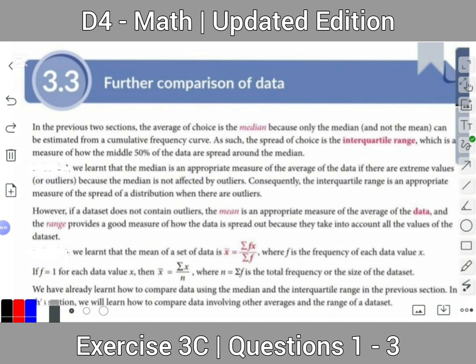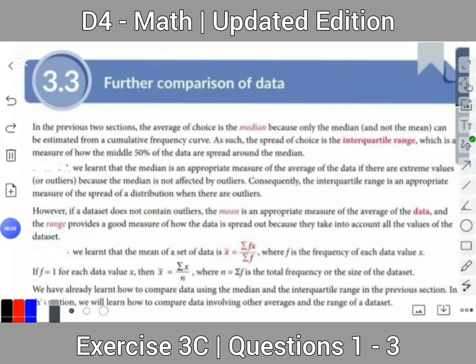So we have learned that the mean of a set of data, x bar, is equal to summation fx divided by summation f, where f is the frequency of each data value x. If f is equal to 1 for each data value x, then x bar is equal to summation x over n, where n is equal to summation f, the total frequency or the size of the dataset. We have already learned how to compare data using the median and the interquartile range in the previous section. So in this section, we will learn how to compare data involving other averages and the range of a dataset.